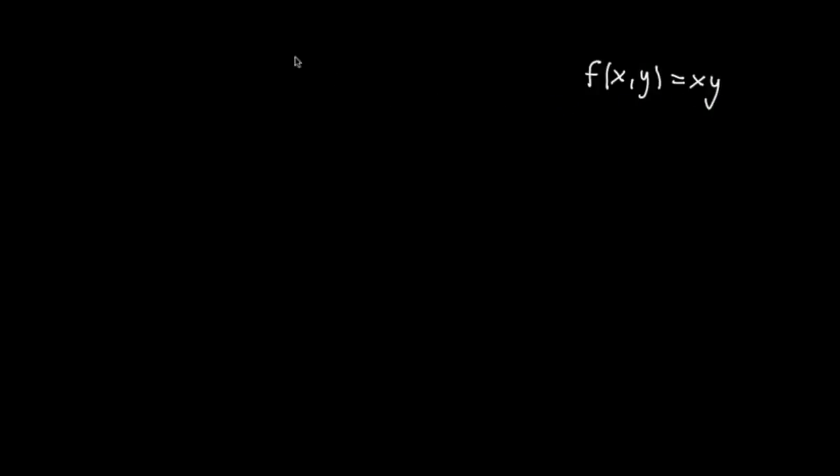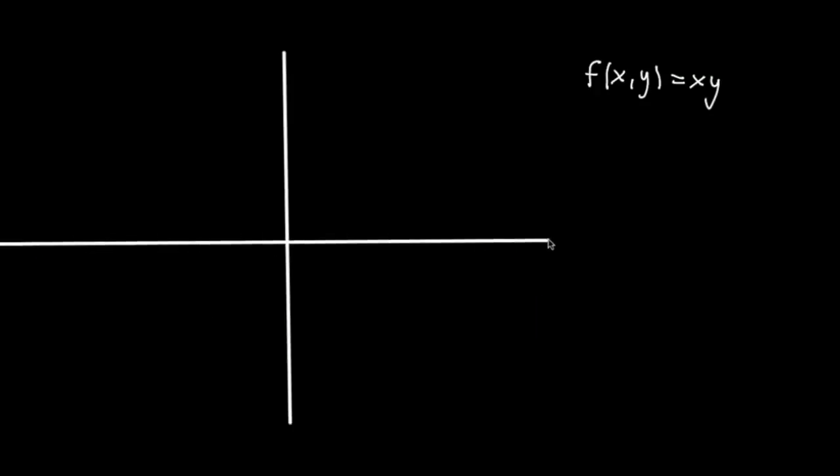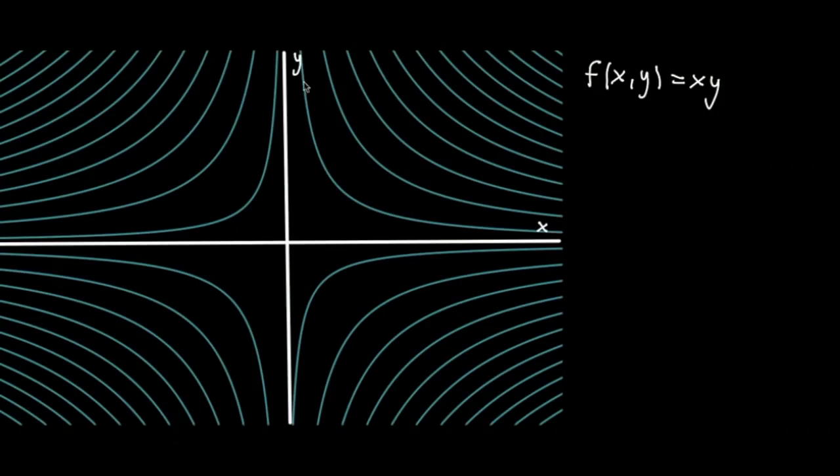So what I'm going to do is go over here, draw my y-axis and my x-axis. This represents x values, this represents y values, and this is entirely the input space. And I have a video on contour maps if you are unfamiliar with them or are feeling uncomfortable. And the contour map for x times y looks something like this. And each one of these lines represents a constant value.